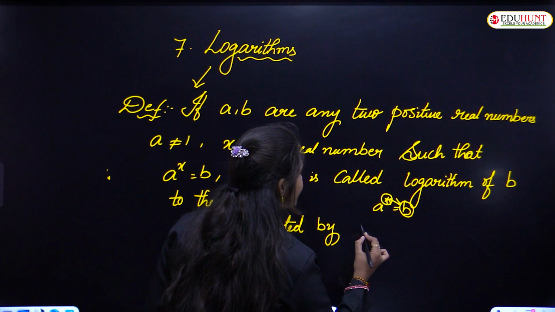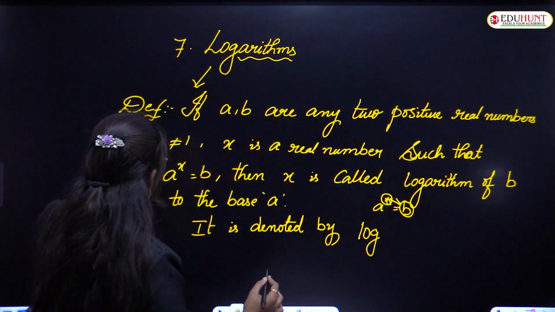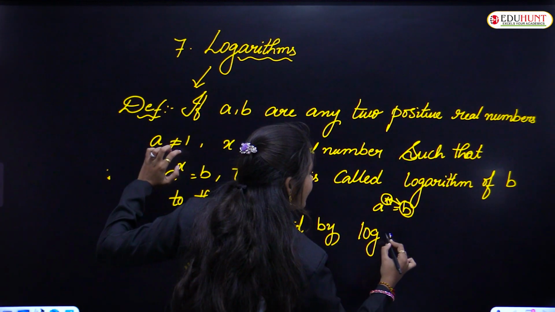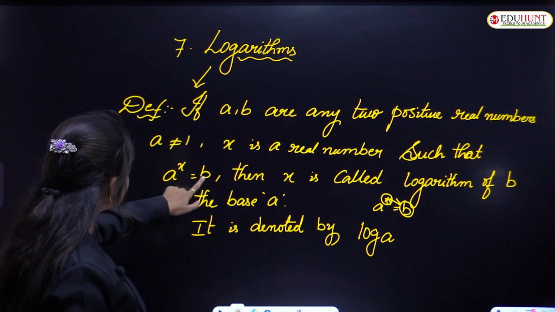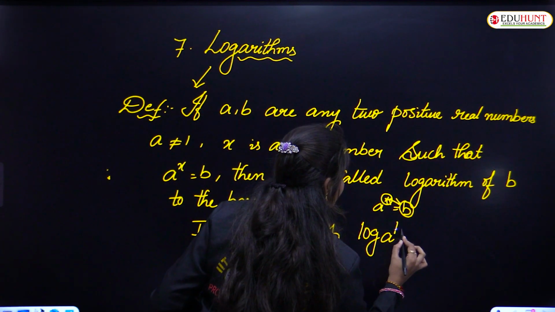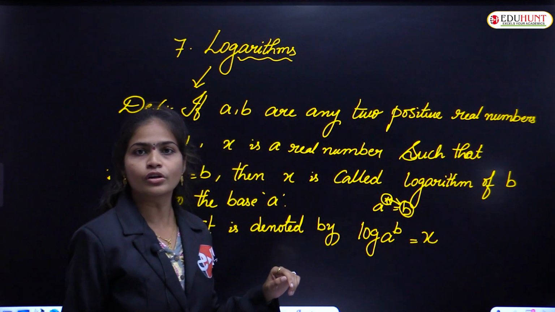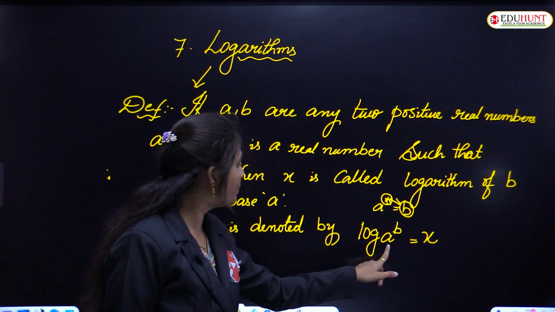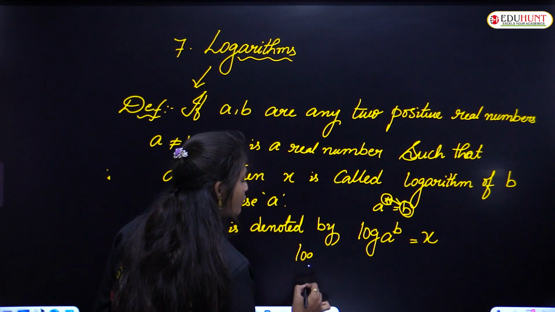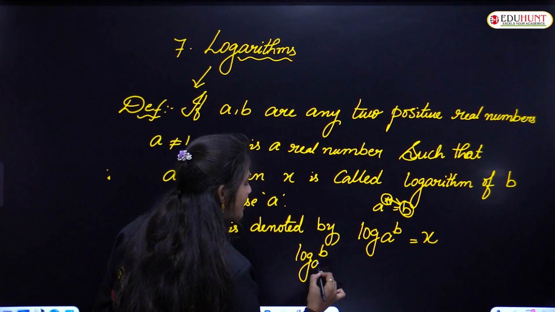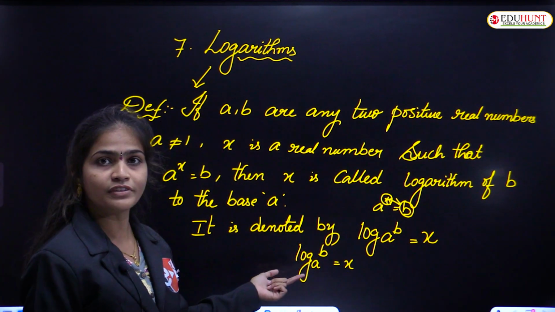So how can we write this? Log of, I am applying log to this. We have a power x, so write a as it is, and at the place of x write b, which is equal to x. So log b to the base a is equal to x. We read this as log b to the base a is equal to x. Understood?